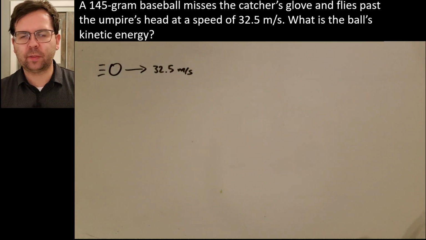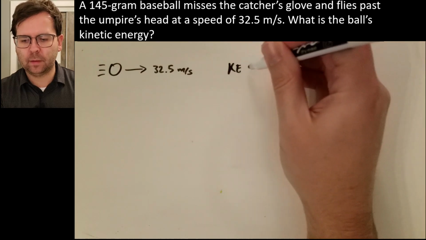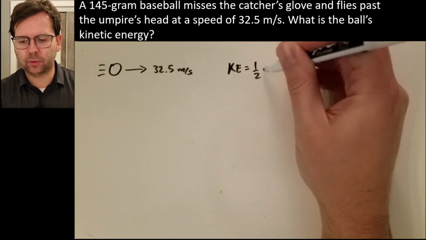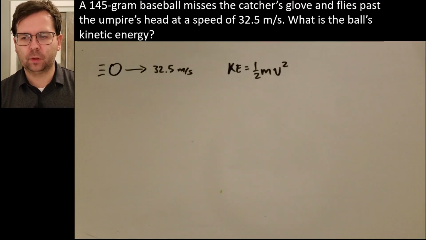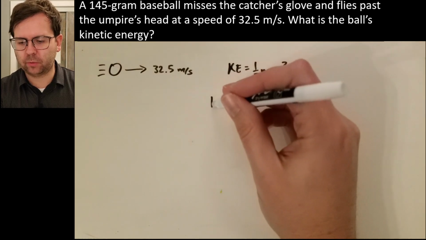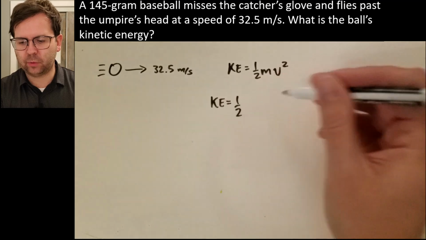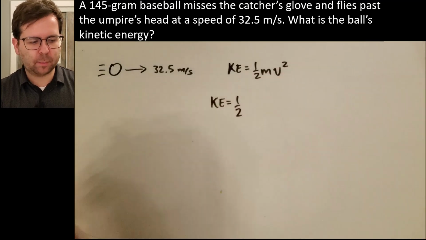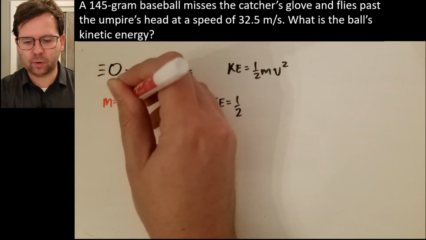Okay, so to find the kinetic energy, we have to remember kinetic energy is equal to 1/2 times the mass times the speed squared. So we have the mass, we have all this information already, so we can go ahead and start solving by substituting into our equation the values we have listed. Now the mass, it did say, was 145 grams.